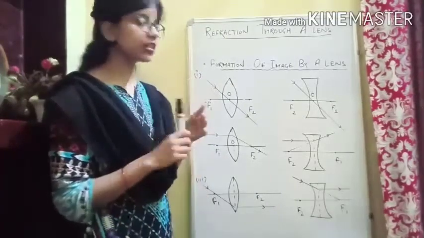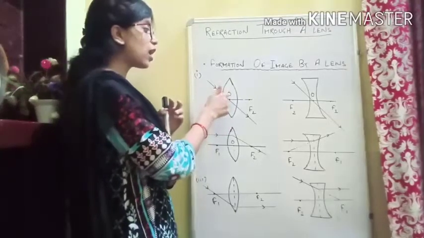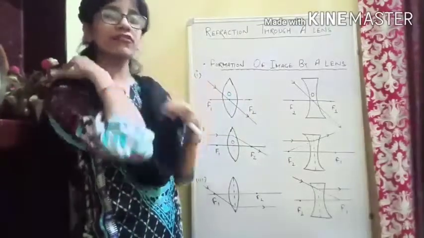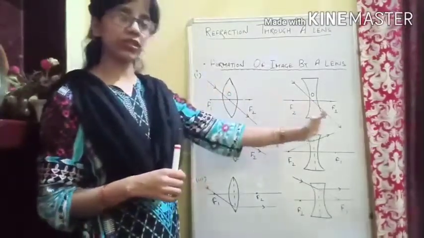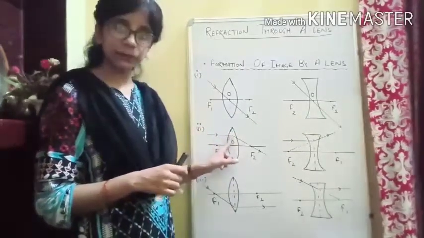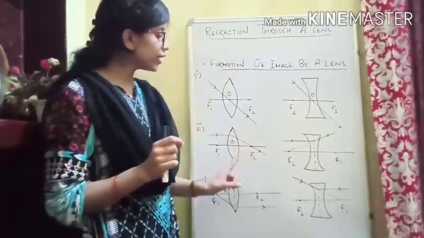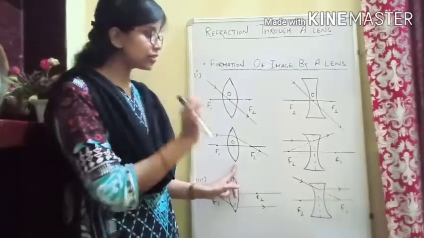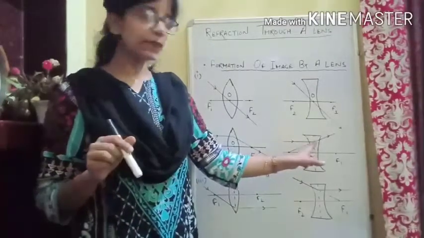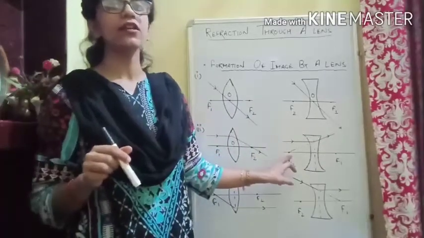Now the first ray: if a ray is incident on the lens at the optical center, after the refraction it will go undeviated. That means the ray will not deviate after the refraction. Same in both the cases. Second case, if a ray is coming parallel to principal axis, after refraction it will pass through the second focus in case of convex lens. Second, in case of concave lens, if a light ray is coming parallel to principal axis, after refraction it will appear to come from the second focus.